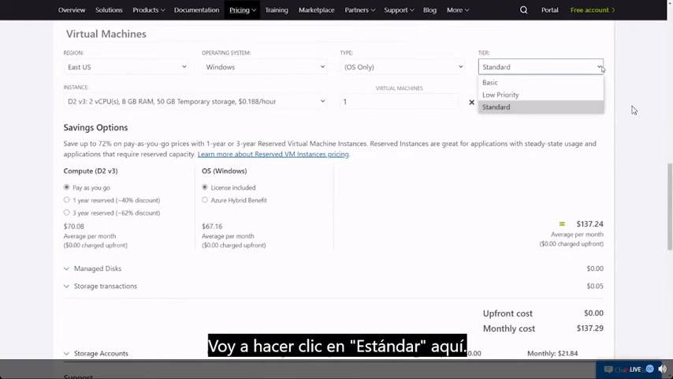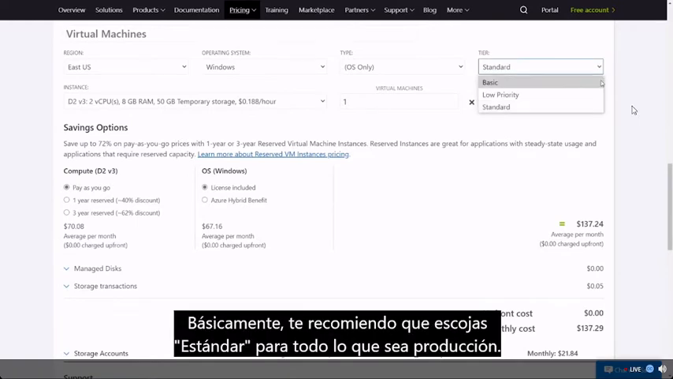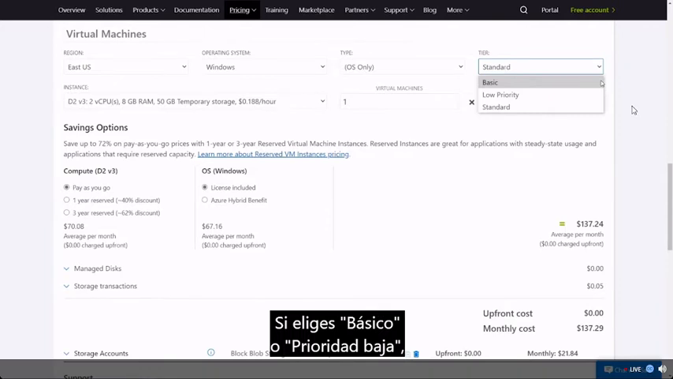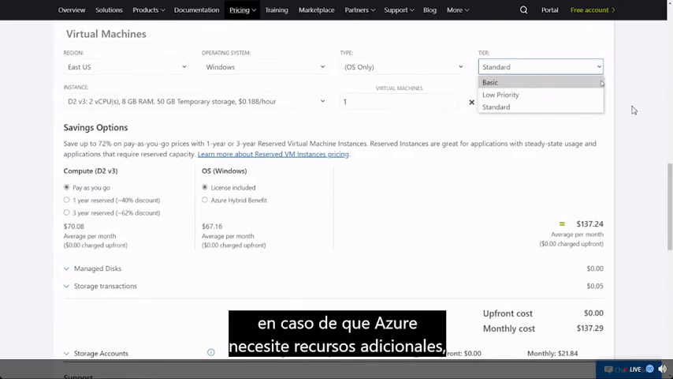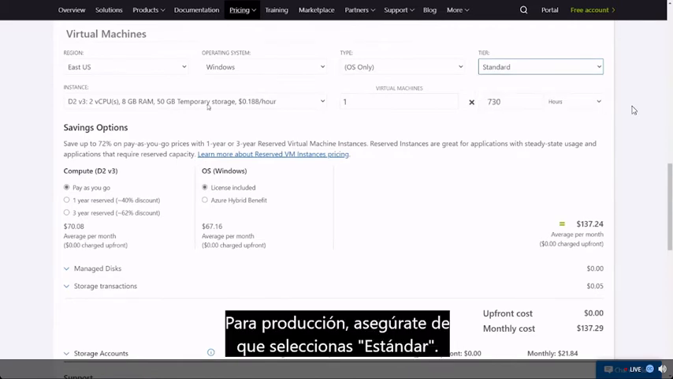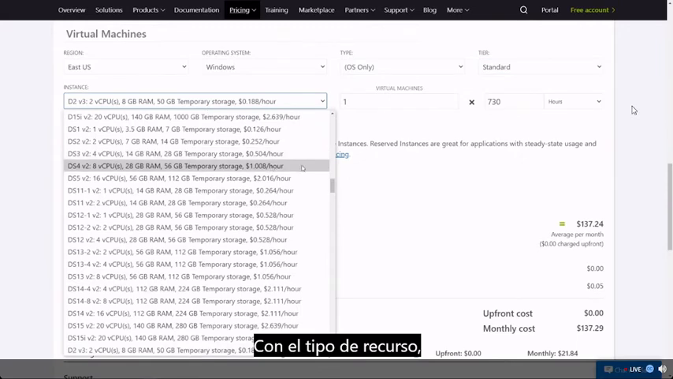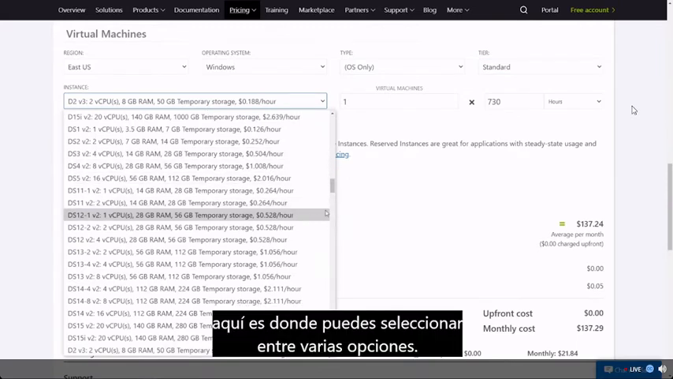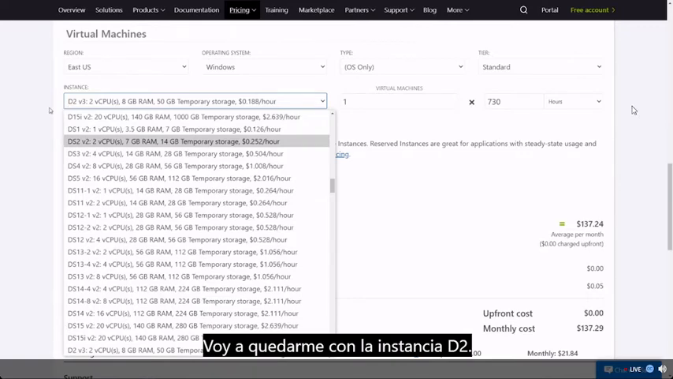I'm going to click a standard tier. Essentially, I would recommend you pick standard for anything in production. If you're picking a basic or low priority tier, in the event that Azure needs additional resources, they can actually take your resources offline. For production, make sure that you're selecting standard. All right, now again with the resource types, this is where you can select your different SKUs. I'm going to stick with just the good old D2.